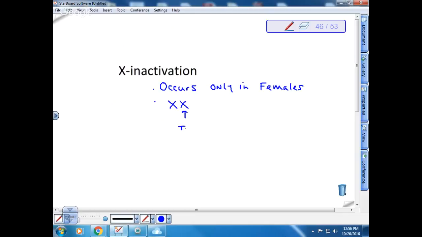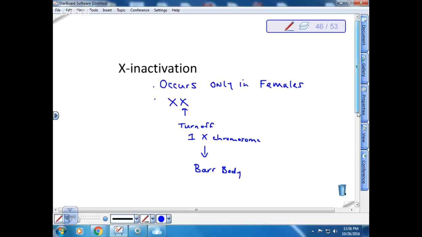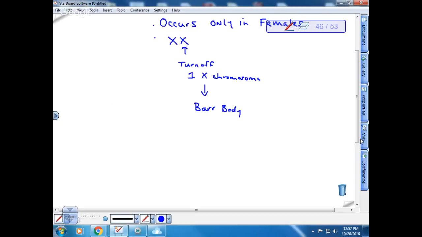So we turn off one X chromosome. And this X chromosome becomes what we call a Barr body. And Barr with two R's, it's called a Barr body because it's a darkly staining structure in the female's body cells, okay? So when we look at X inactivation, one example of this is calico coloration in cats.